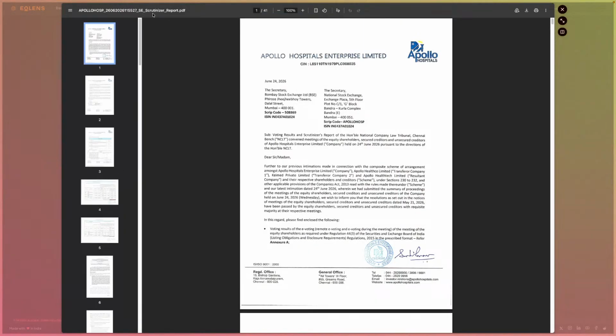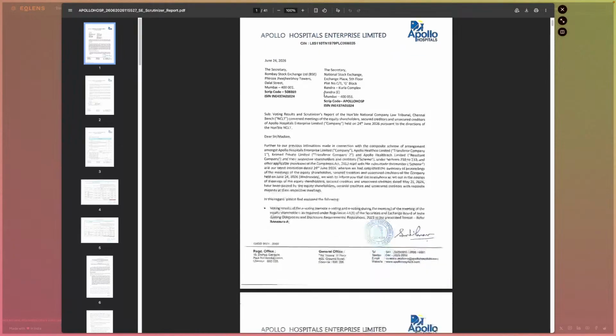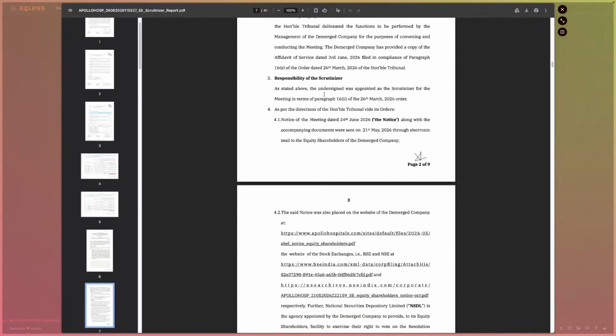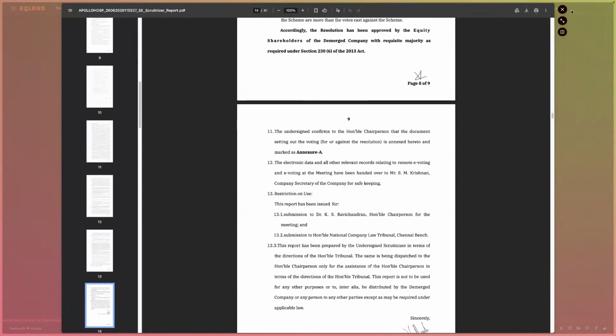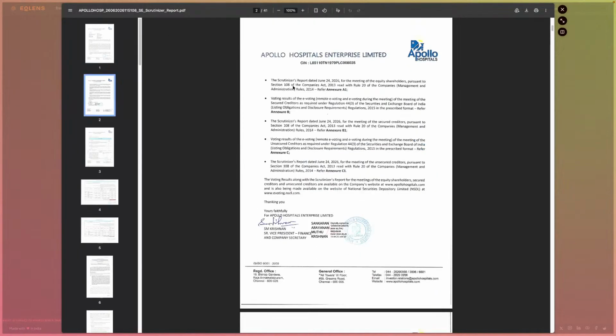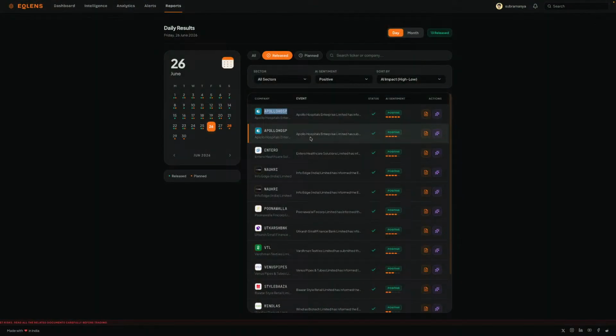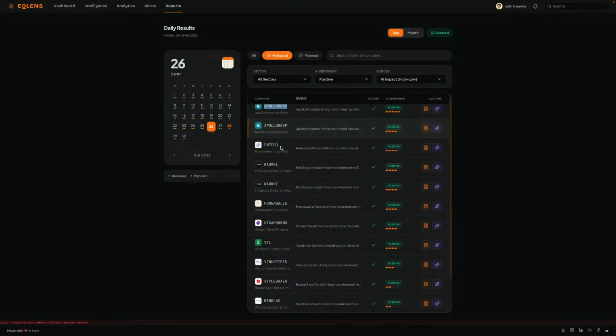It's a SC scrutinizer's report. Apollo Hospital. Okay. What about the other document? SC scrutinizer's report. This is also same. Maybe a duplicate entry is coming up here. Both from Apollo. Then we have Entero.